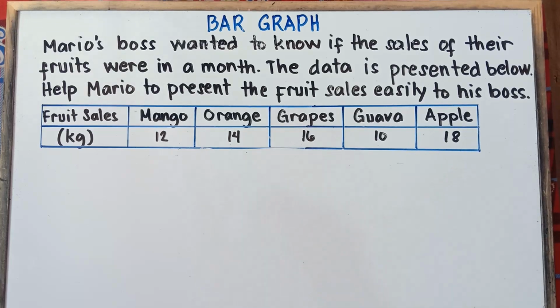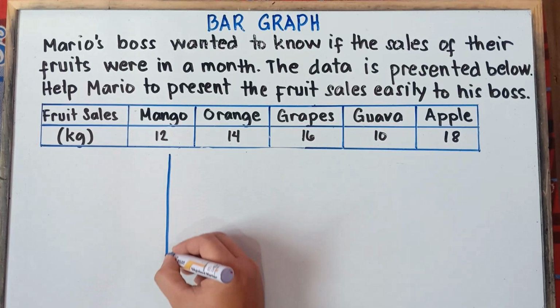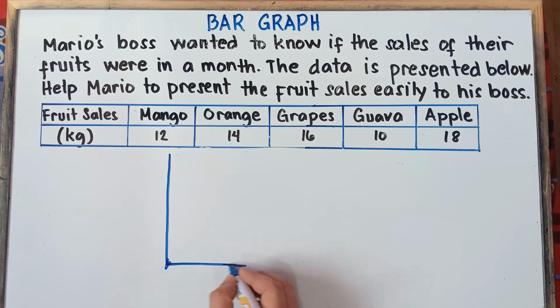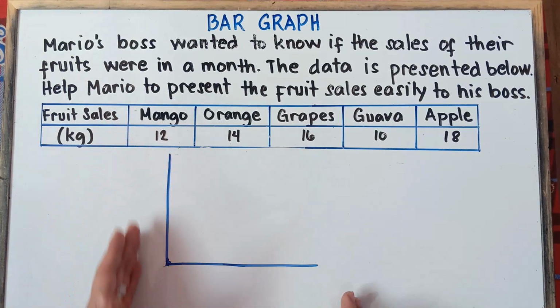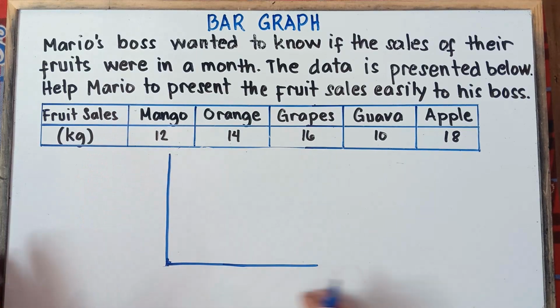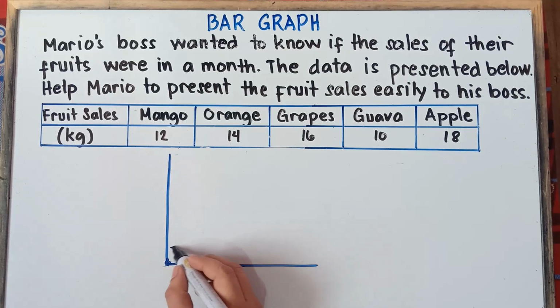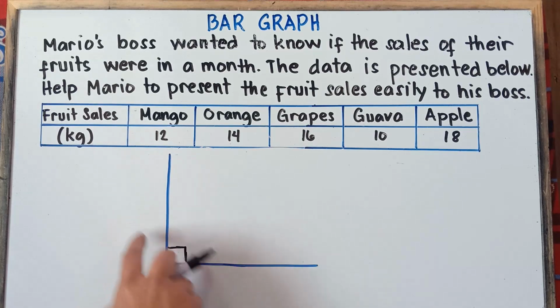Now to start making a bar graph, the first thing that you need to do is draw a vertical line together with a horizontal line. Once again, class, first step, you draw a vertical line and then you draw a horizontal line. These two lines should intersect each other at a 90 degrees angle. We call these two lines perpendicular lines.